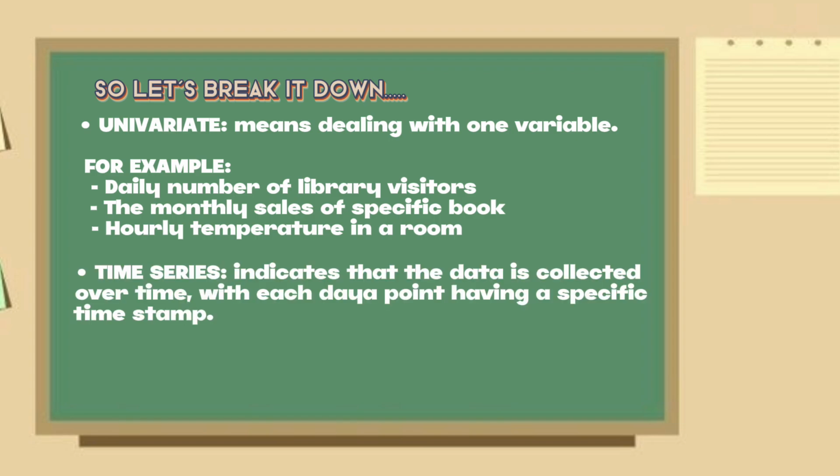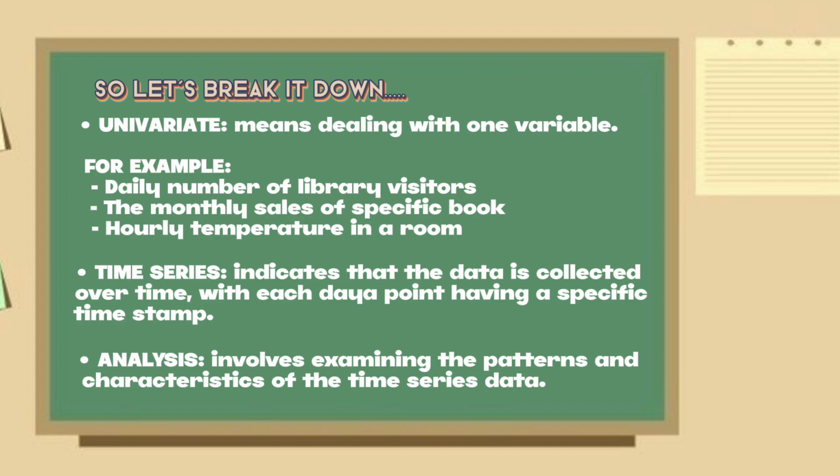The next one is time series. This indicates the data is collected over time, with each data point having a specific timestamp. The order of data points is crucial, as we're interested in how the variable changes over time. Analysis. This involves examining the patterns and characteristics of the time series data. We're looking for things like trends, seasonality, cycles, and irregularities. In essence, univariate time series analysis helps us understand the story that a single variable tells over time, allowing us to make informed predictions and decisions.